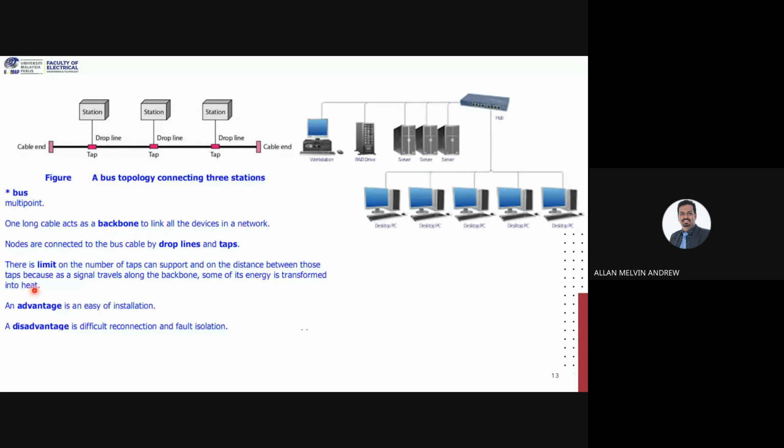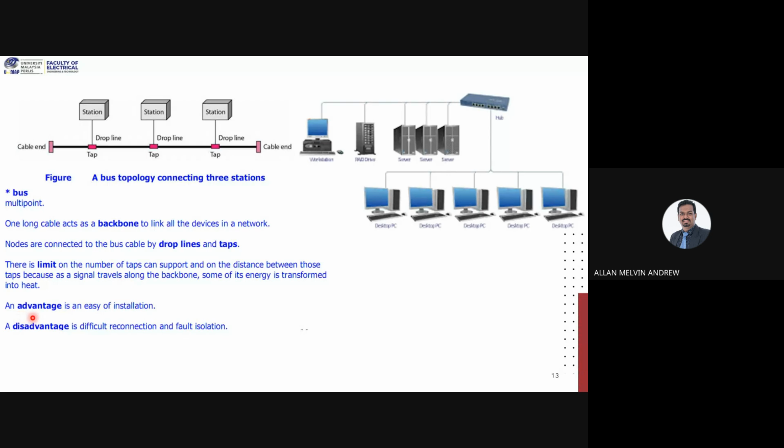Okay, so there is a limit on the number of taps that can be supported and the distance between those taps, because as the signal travels along the backbone, some of the energy is transmitted into it. Okay, so I think we have studied this in thermo. When the system is doing something, the remaining excess energy will be converted into heat energy.